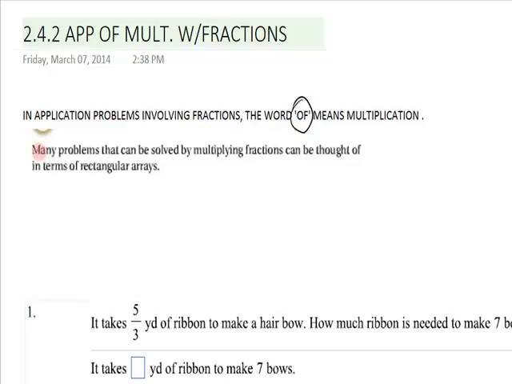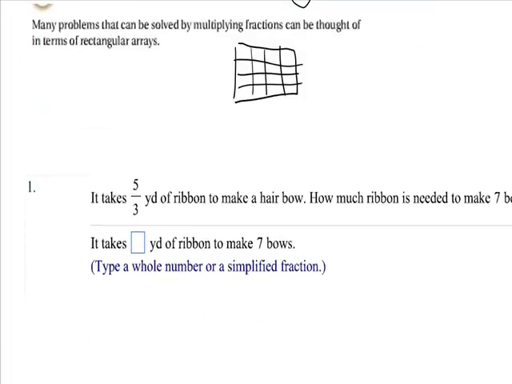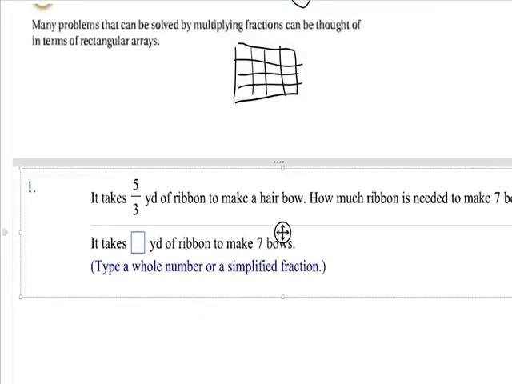And one other topic: many problems that can be solved by multiplying fractions can be thought of in terms of a rectangular array, where you might talk about rows and columns, and to find out how many, you would multiply. So those are two different things that might be helpful as we look at some of these problems. All right, let's take a look at this one.